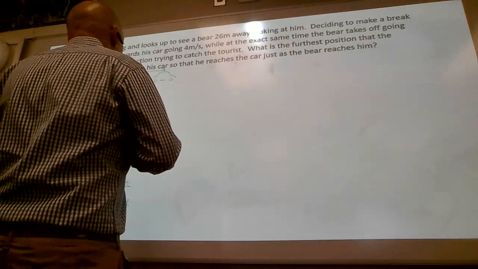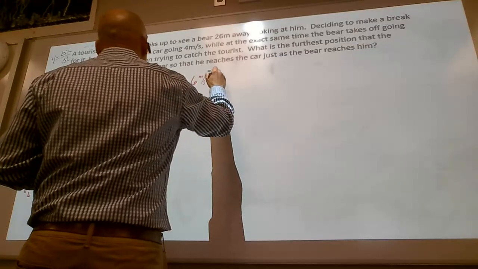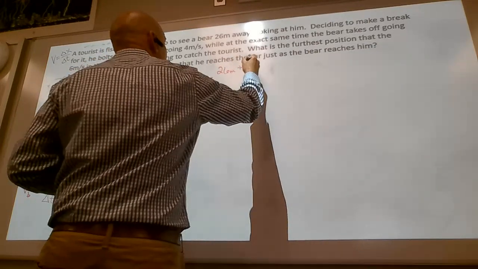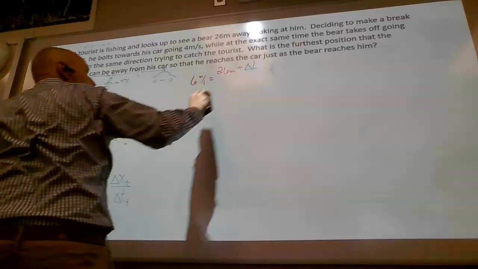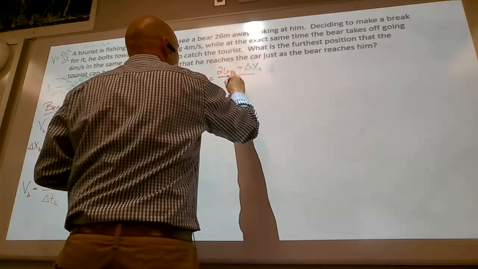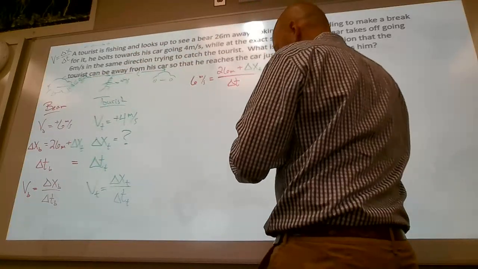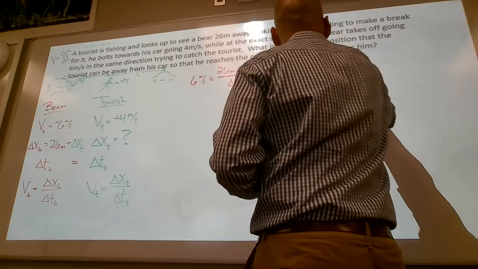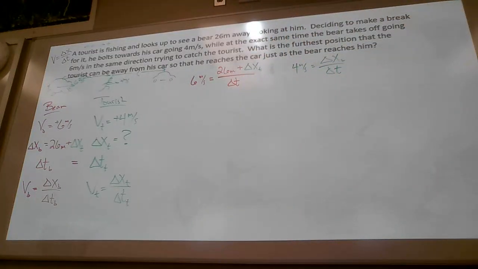Okay. So what I've got is 6 meters per second is equal to 26 meters plus the displacement of the tourist over the time. I'm not going to make a distinction between the time of tourist and time of bear because they're the same. And I've got 4 meters per second is equal to displacement of the tourist over the time. Good with that.